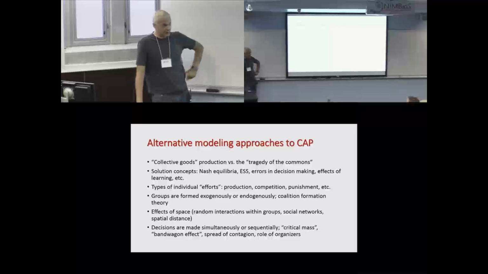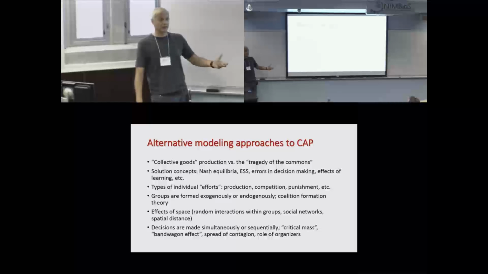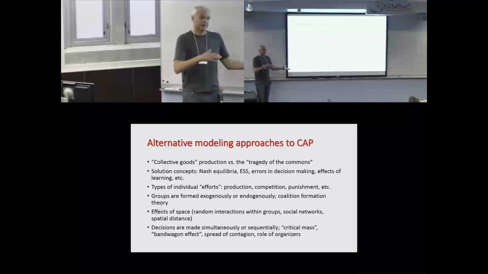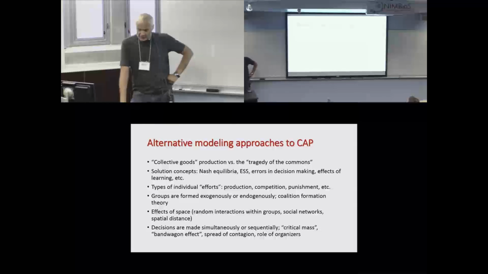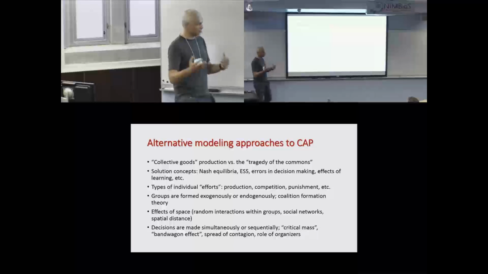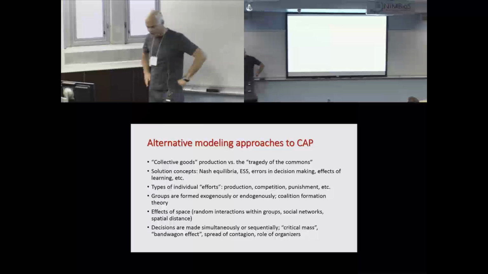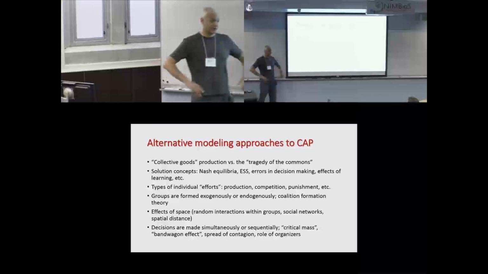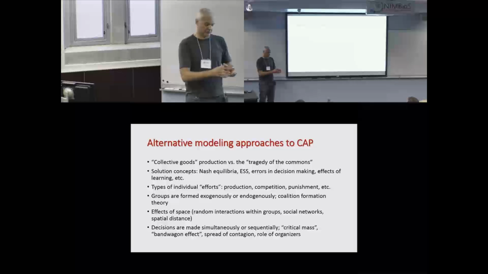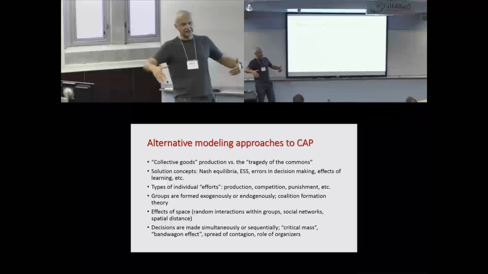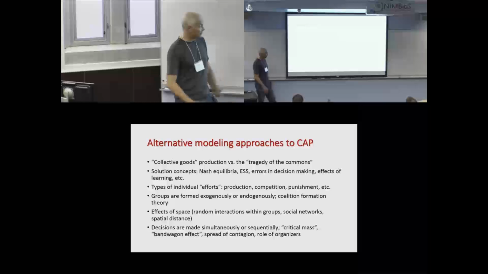And then, of course, individuals can do different things. They can contribute to the production of a public good or collective good. They can punish others. They can do something else. Groups can be pre-existing, or they can form as a result of certain processes, and that would bring in this theory that I already mentioned, coalition formation theory. And then there is, of course, the effect of space. Some models look just at groups of individuals, say randomly formed, and space in this case is not particularly important. But sometimes it's spatial interactions, isolation by distance, social networks, things like that.